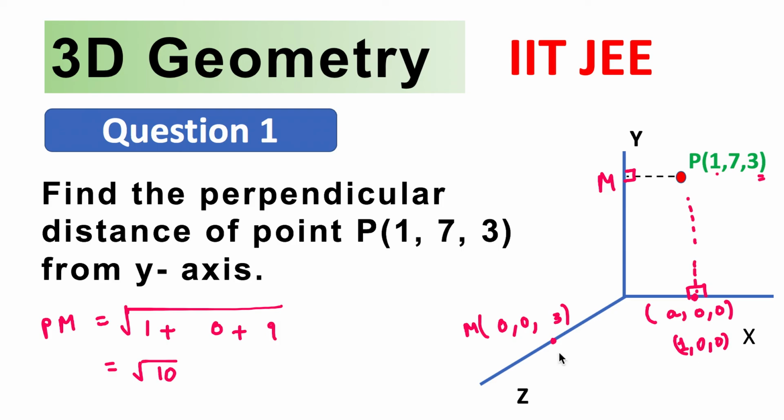So for any question where you have to find the distance of a point from an axis, it is very simple, because whichever axis is given to you, the other two coordinates will be 0, and the only coordinate that will exist will be the one already present in the point. Okay, so that's all for now. We'll take the next question.